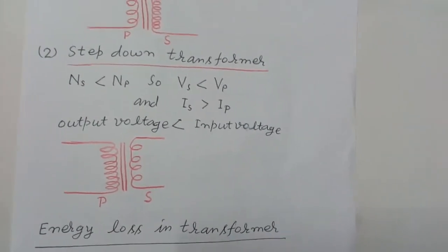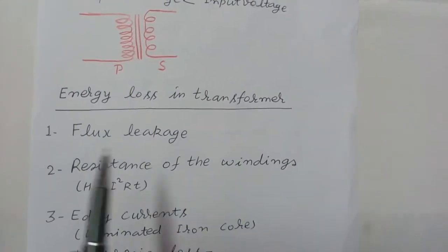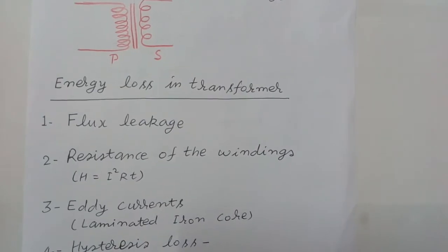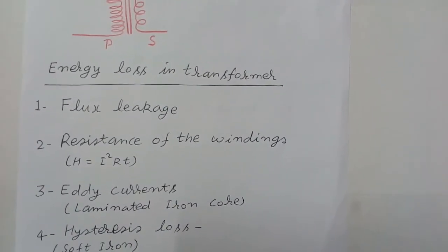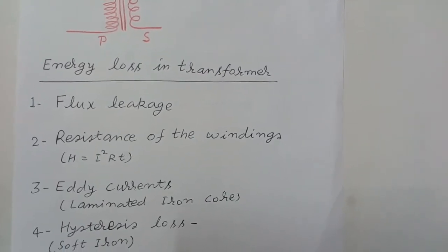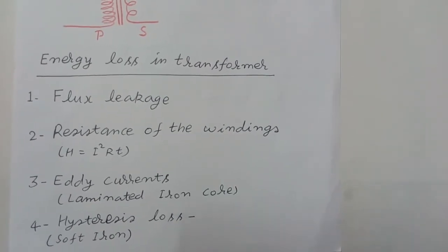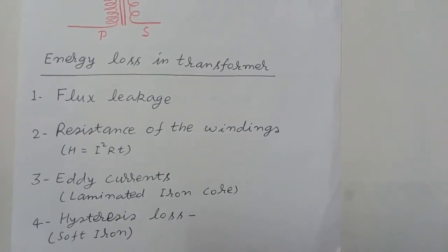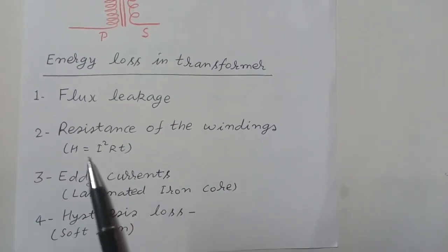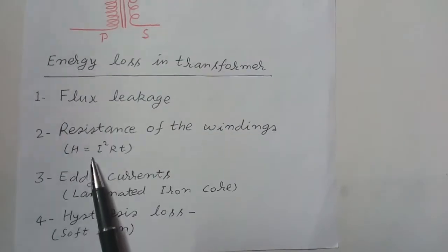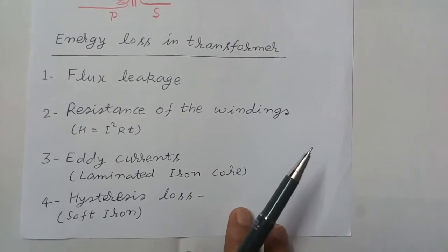Now see what the energy losses in a transformer are. So first is flux leakage. However good the transformer is, there is always some flux leakage, magnetic flux leakage. So this is one cause of energy loss. Second, copper windings have some resistance. So due to the resistance of the windings, heat energy is produced. Heat energy H is equal to I square R t. So this is the second reason for energy loss.